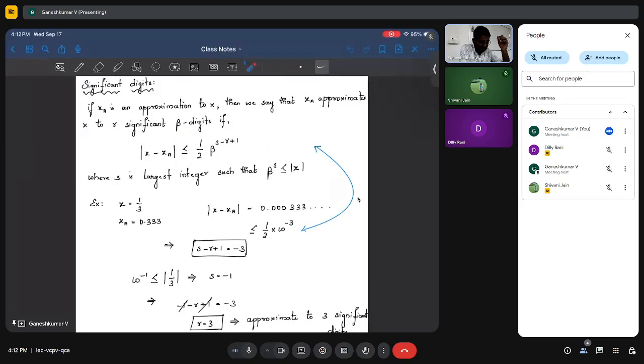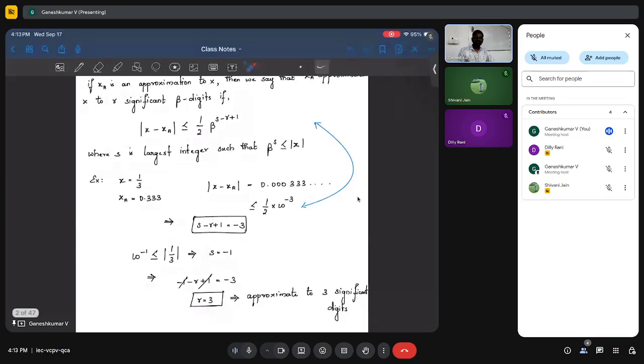Okay. And then significant digits, and then we saw a more detailed way of identifying significant digits. If xa is an approximation to x, then we say xa approximates x to r significant beta digits, if this is satisfied. So it's basically making it more and more general. So you don't need to worry much about this. You should just understand what significant digits are, and if you understand that, you don't need to really remember this formula.